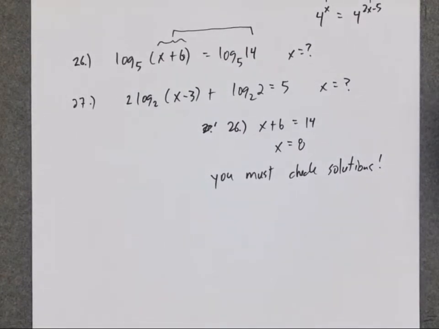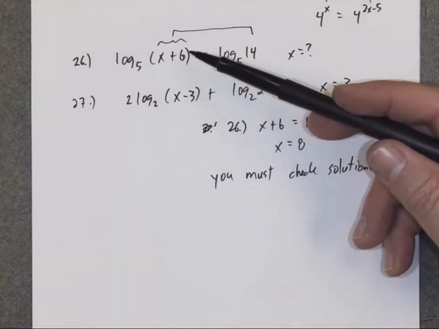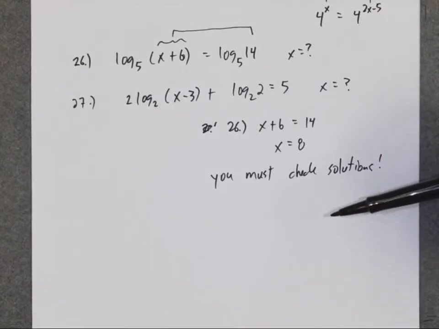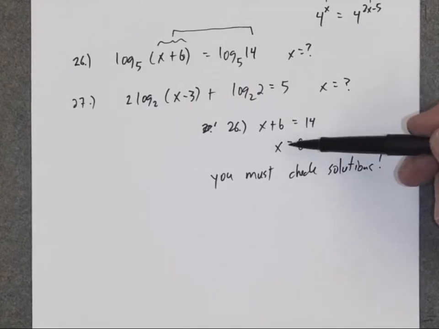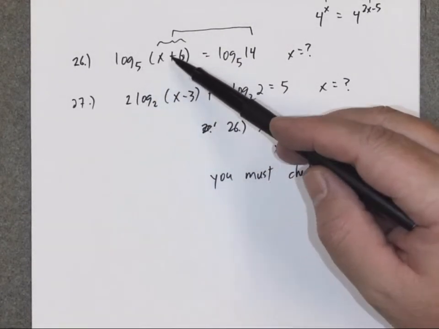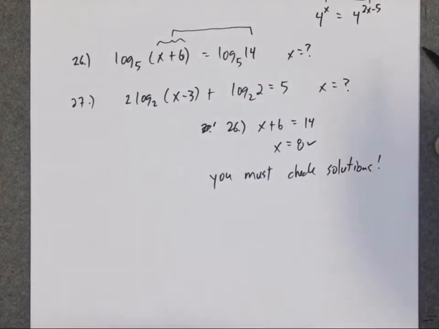There may be problems where you solve it and do the math perfectly and you get 1 or 2 solutions. You take one of your solutions, you plug it back into the original equation, and next thing you know, you have a negative number inside the log. At that point, you stop and say, I can't solve this. That's impossible. And therefore, that is not a solution. That will happen. So in our case, if you plug in 8 for x, you get log base 5 of 8 plus 6, which is log base 5 of 14, equals log base 5 of 14. It checks out. That is, in fact, your solution.